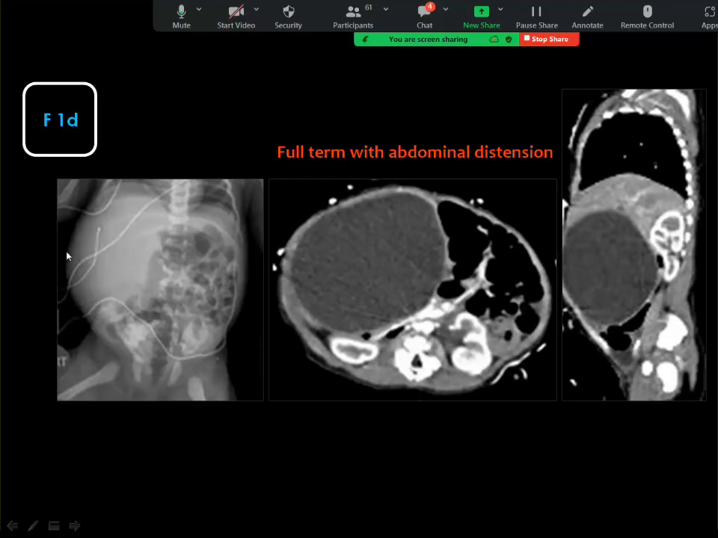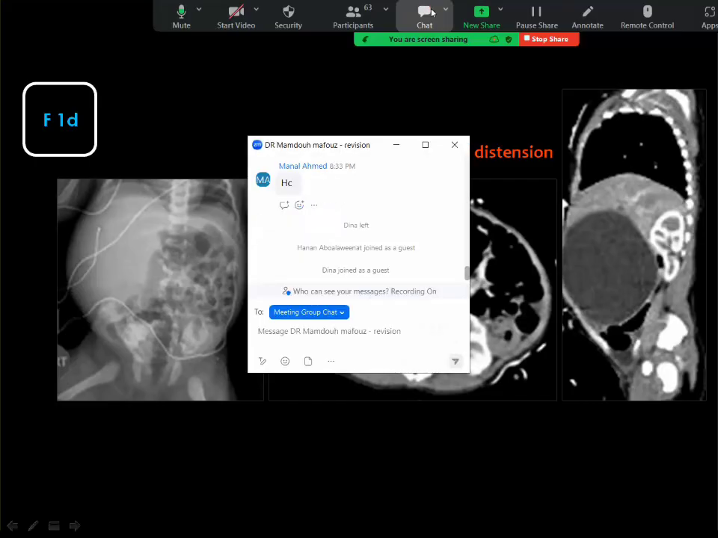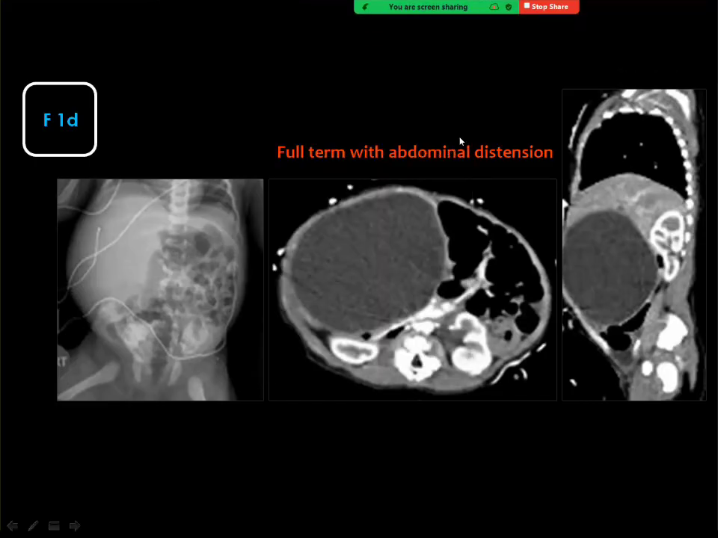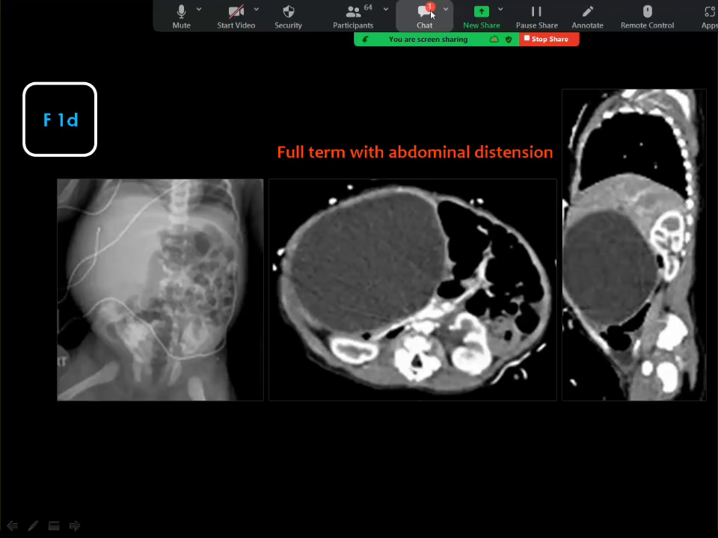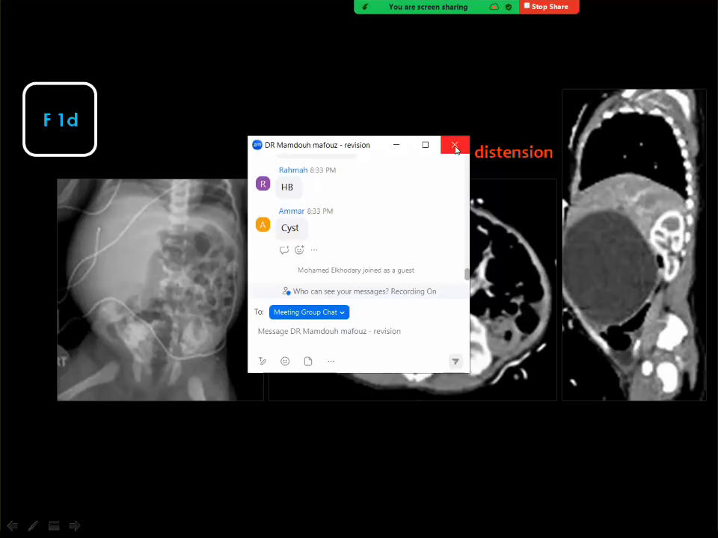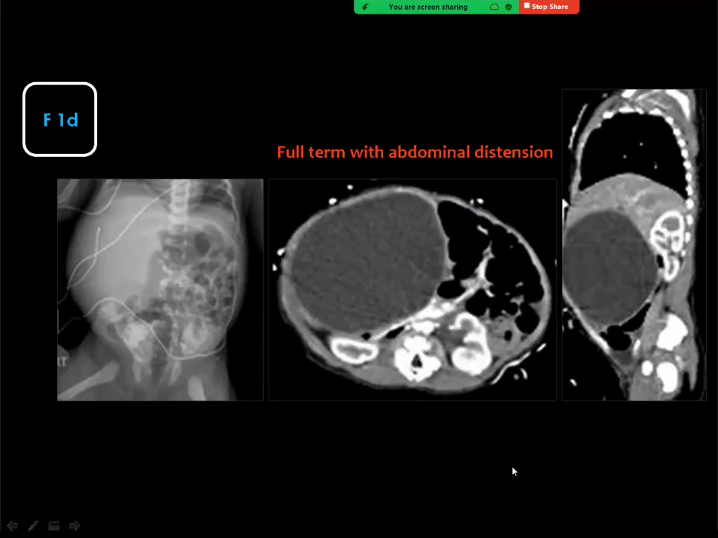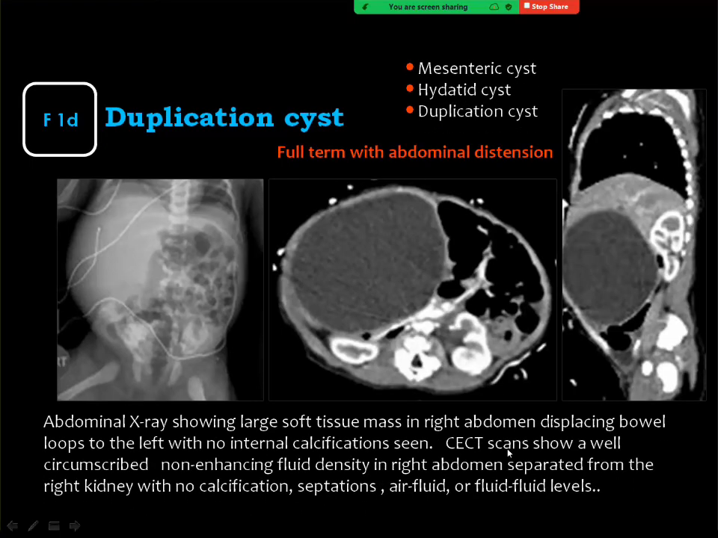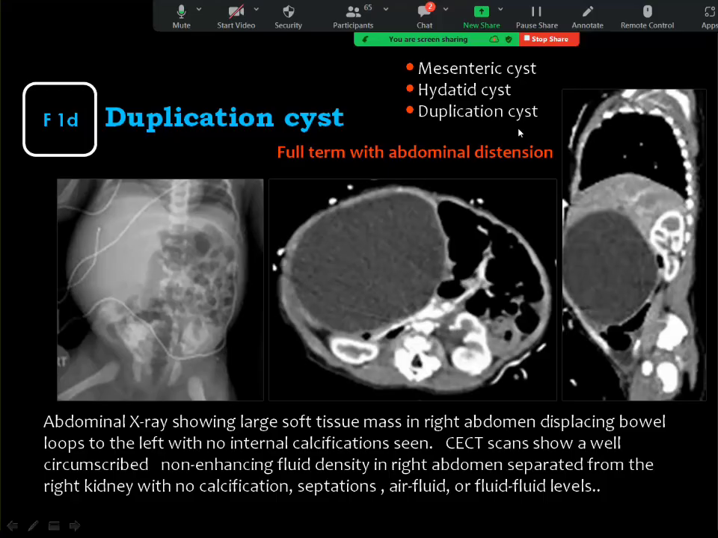Next case is a child or newborn, 1 day old, presented by abdominal distension. And this is the plain film, and this is the CT scan of the abdomen. Yes, this is a cystic lesion. You have to provide a differential diagnosis. The cystic lesion in the peritoneum, there are three possibilities. Either it is a mesenteric cyst or a hydatid cyst or a duplication cyst.